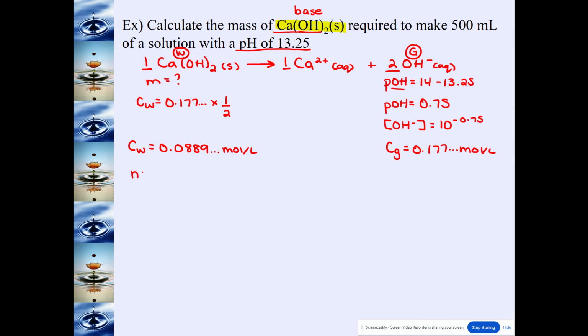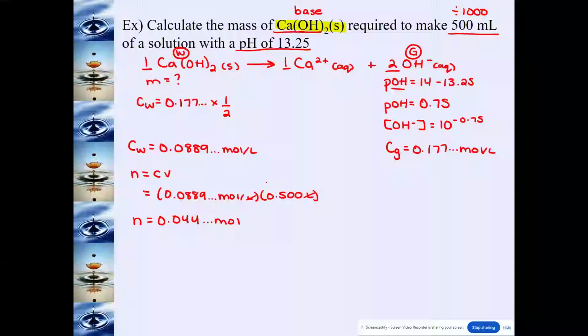Now I can find my moles with C times V. So the concentration, 0.0889 unrounded moles per liter, times my volume given in the question, 500 mL converted into liters. Make sure you always have liters for this formula. So times 0.5 gives me a mole value of 0.044 and so on. Oops, that's just moles. My liters have canceled.